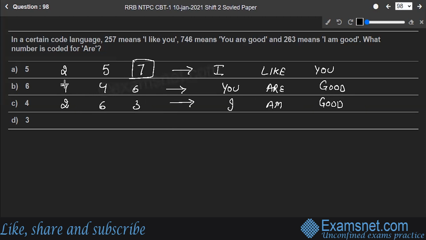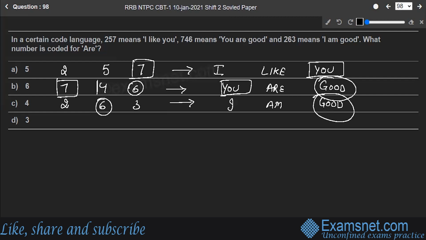Okay, so look at the 7, which is common in both of them, and the word which is common in both of them is you. Okay, next one, in both of these, the common one is 6. And in both of these, the common one is good. So 6 means good. Right? So that means we are left with this 4. What shall I represent it with? Okay, let's underline this one. 4 represents R, of course. Right? Option C. Hope you understood this.